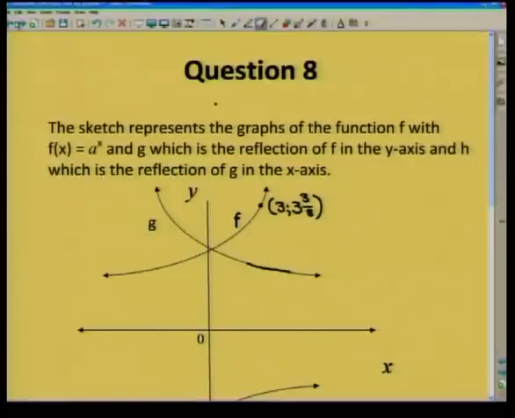Right, let's look at question 8. It says the sketch represents the graph of the functions f, with f of x equal to a to the x, and g, which is the reflection of f in the y-axis, and h, which is the reflection of g in the x-axis. Well, let's start first of all with our f of x. Let's highlight it in a particular color. Here it is.